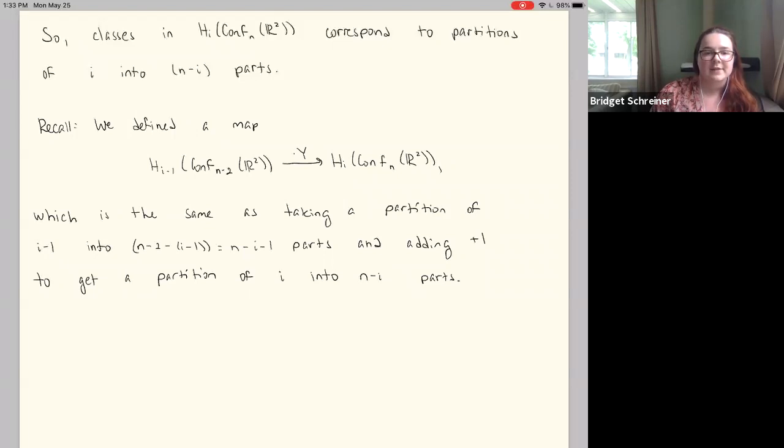If we recall, we defined this map from the (i-1)st homology of configurations of n minus 2 points to configurations of endpoints by just adding this tree with one internal vertex. And if we look at our rule of what the partitions mean, the numbers in the partition are the number of internal vertices. So this map corresponds to taking a partition of i minus 1 and just adding a plus 1 to it to get a partition of i into the appropriate number of parts.